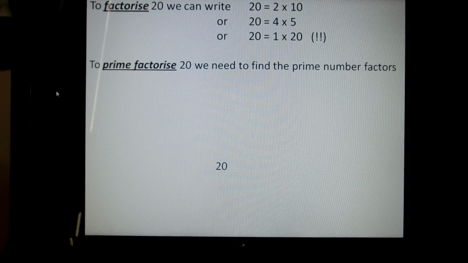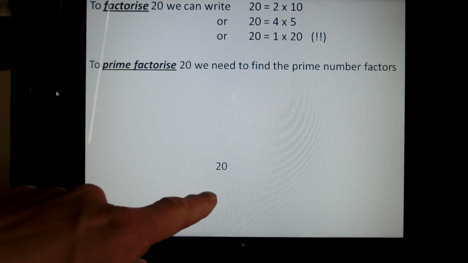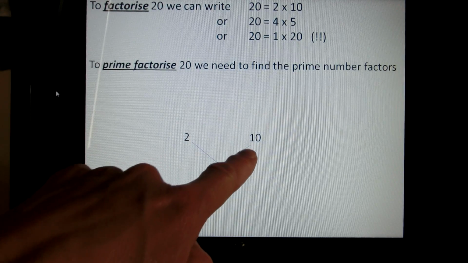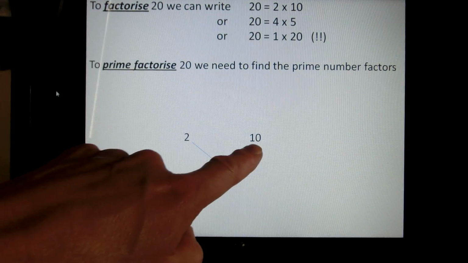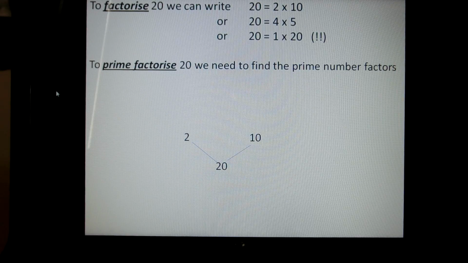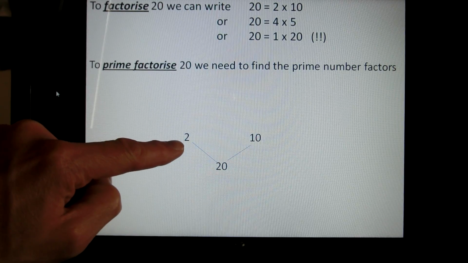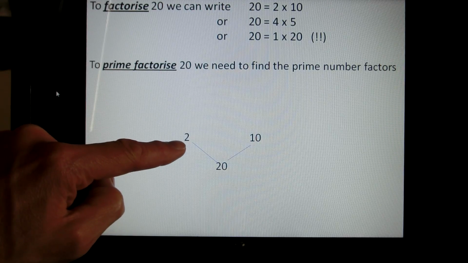To prime factorize 20, break it down into its prime number factors, we need to split it down until we can split it down no more. So we can write 20 as 2 times 10. I'm using this one to start, but I could have used that one if I wanted to. I'm breaking it down bit by bit. Now 2 is a prime number. I can't break that down anymore. The only way I can break that down is 1 times 2, and that really isn't achieving anything.